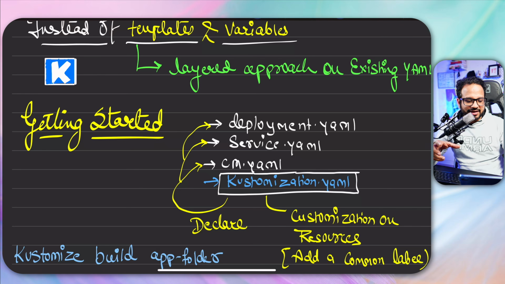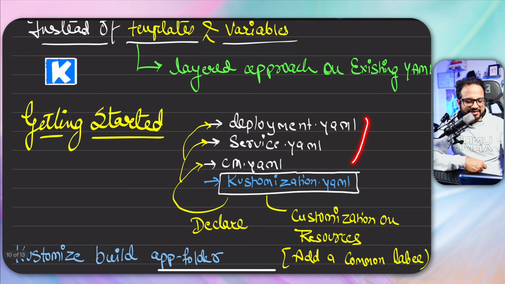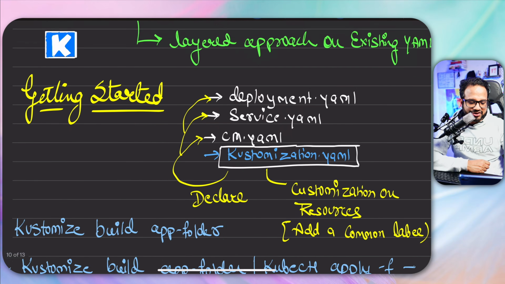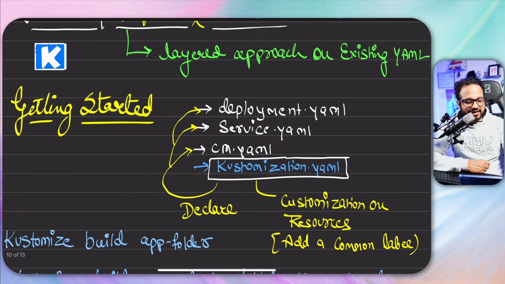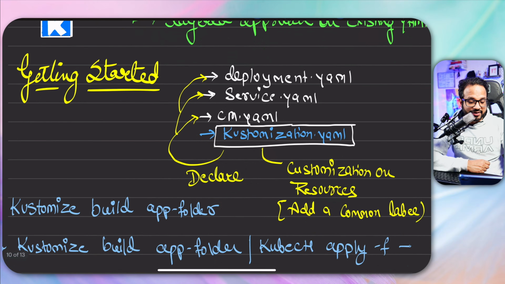But now that we are using Kustomize, in the same base directory, the application folder directory where all your YAML files are, you create a new file called kustomization.yaml. Okay, it has to be with the same name, the same format and extension. In this file, you will declare all those resources first. So in kustomization, you say, I have these three resources: deployment YAML, service YAML, config YAML.